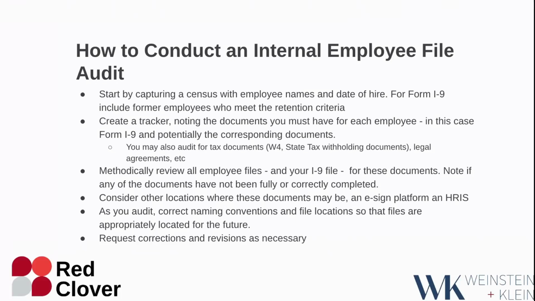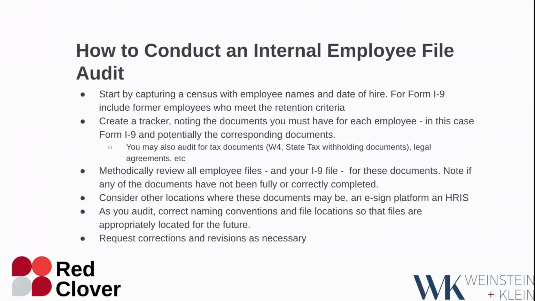So for an I-9 audit, I'm going to be looking for a Form I-9, depending on the company practice, potentially the copies of their I-9 documents, and maybe the E-Verify confirmation numbers. Usually when I'm conducting one of these audits, I'm not only focusing on Form I-9, I'm making sure the entire employee data set is present. So I may also be looking at tax documents or legal agreements, and I include those in my checklist.